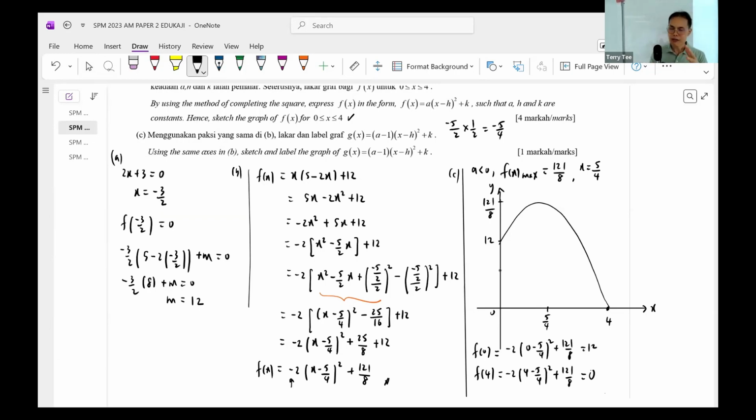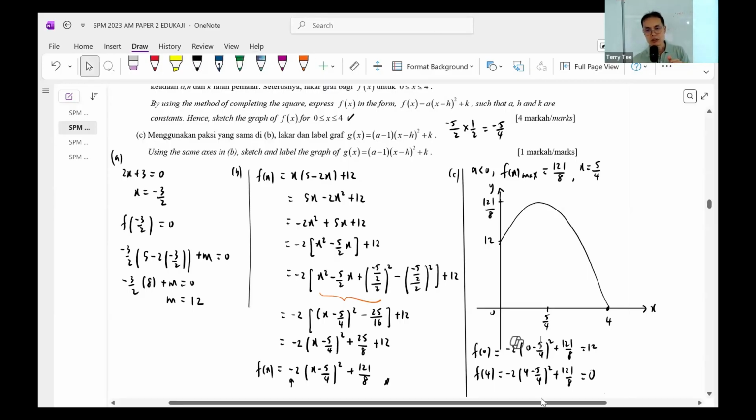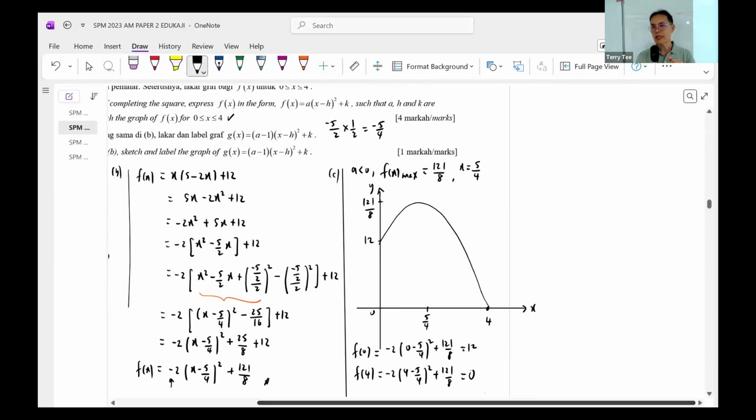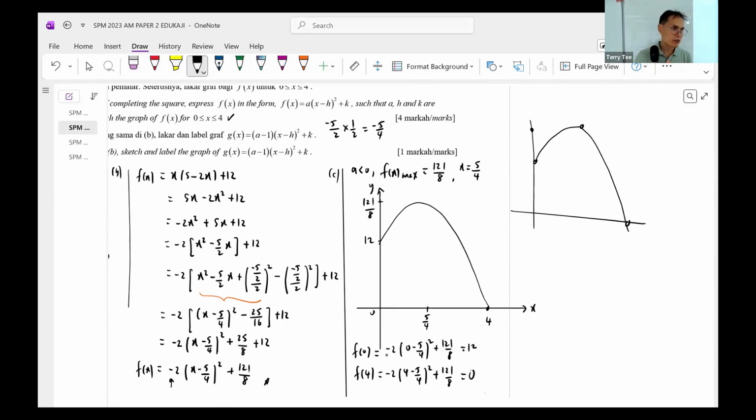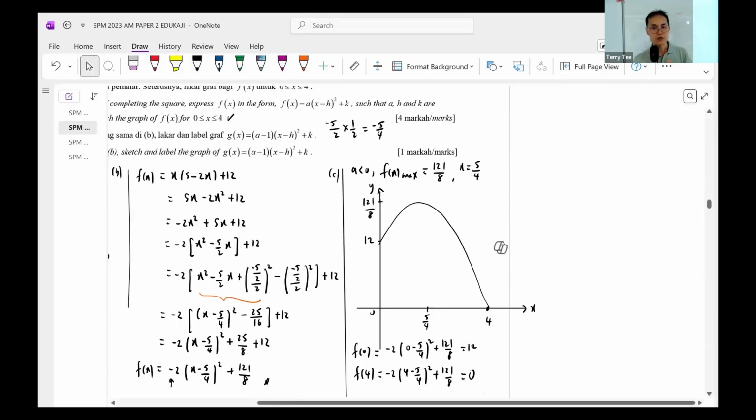I'm sorry, guys, I drew it directly because I have the picture in my mind that the maximum is 121 over 8 when x is 5 over 4. That's why I draw first. You can draw a nice looking curve first, then fix your axis. Easier. Because I have students who plot all the points, and say, oh, I'm going up and then going down. It's very hard to get a nice looking curve. So you do a sketch first, then you fix the points later on. All right, everybody? This part is still okay, I hope.